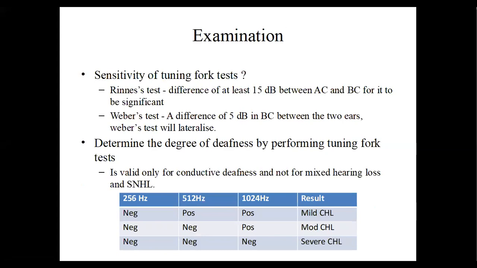Rinne's test you can interpret if there is a difference of at least 15 decibel between the air conduction and bone conduction for it to be significant. If the air-bone gap is less than 15, then Rinne cannot be used as an appropriate test. And Weber's test is quite a sensitive test. Even a 5 decibel loss can be picked up with the Weber's test. Then degree of hearing loss, that I already mentioned. That's how we should interpret.